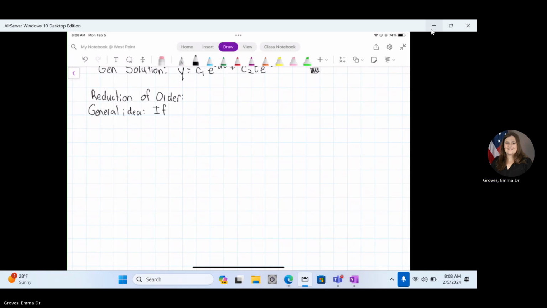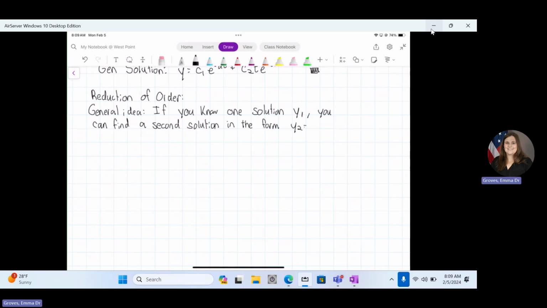If you know one solution, let's call that one solution y1, you can find a second solution in the form y2 equal to some function v of t times y1.